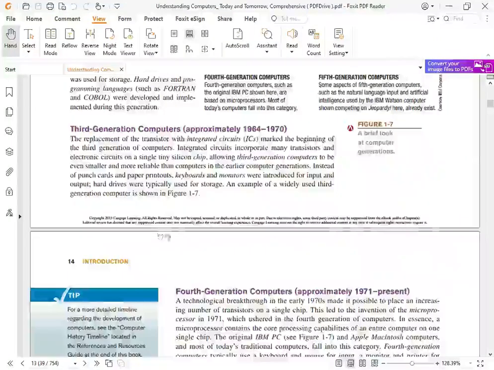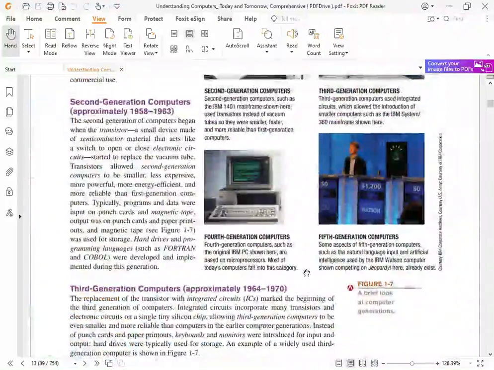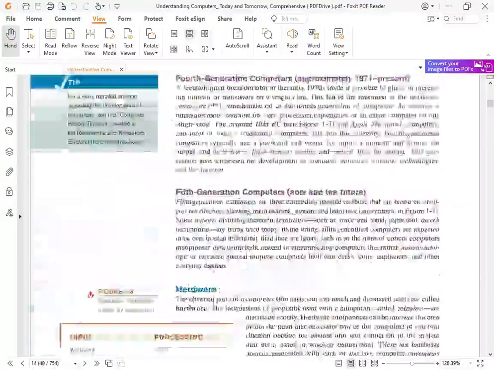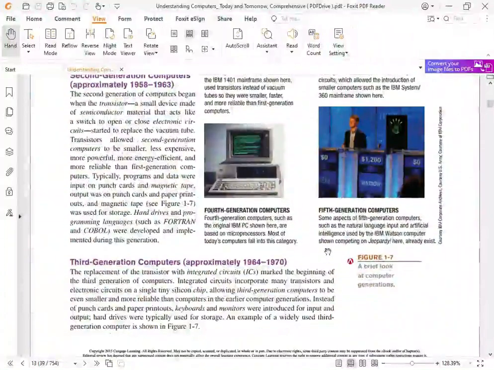such as the original IBM PC shown here, are based on microprocessors. Most of today's computers fall into this category. Fifth-generation computers, some aspects of which, such as the natural language input and artificial intelligence used by the IBM Watson computer shown competing on Jeopardy! here, already exist.